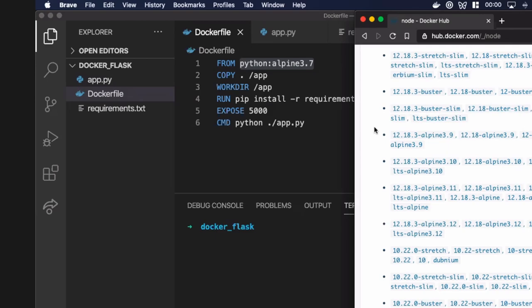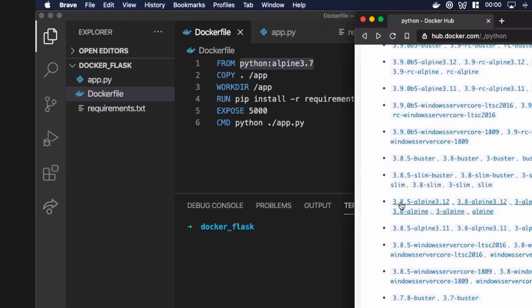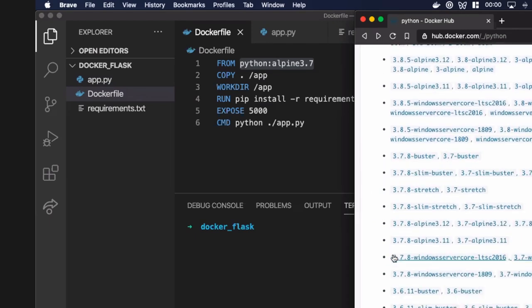A question, because it seems like the Python one also had stretch versions, instead of Alpine. It seemed like what Rose, oh god, was it Rose? Yeah.